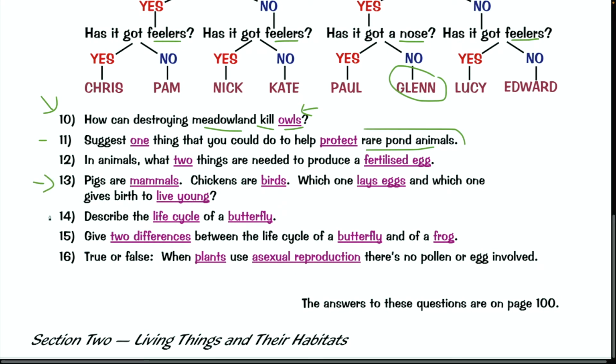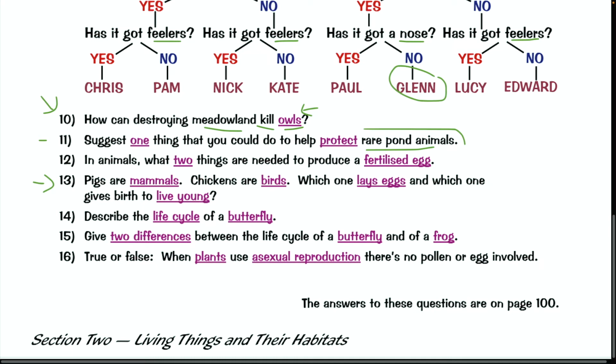Pigs are mammals. Again, remember, mammals is a category, yeah, of some specific kind of animal, okay? Chickens are birds. Which one lays eggs and which one gives birth to live young, okay? So again, we have mammals and we have birds. One of them, when we're talking about the description, quando a gente está falando da descrição, one of them lays eggs and another one gives birth to live young, I mean like babies, right? So which group does that? So this is what you have to do. If you don't understand, go back to the book, read the part, and then this is what you have to do, okay? Next one.